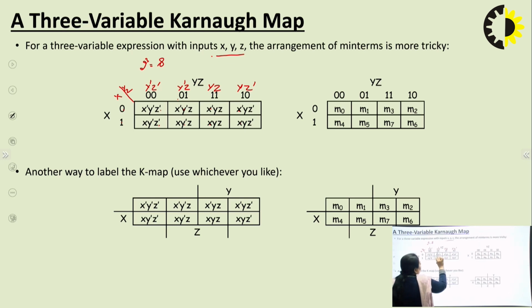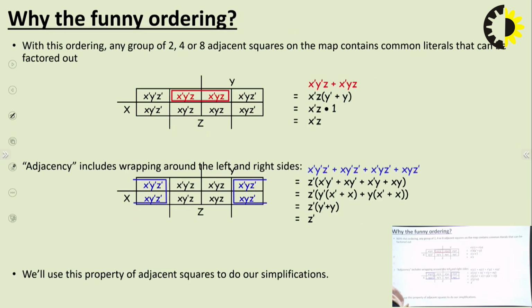Again, see here: 0, 1 to 1, 1. Here 1 bit is changed, 0 to 1. Now see here: 1, 1 to 1, 0. Here again 1 bit is changed. What is the purpose for making this adjacency? Why is this funny ordering we have taken?